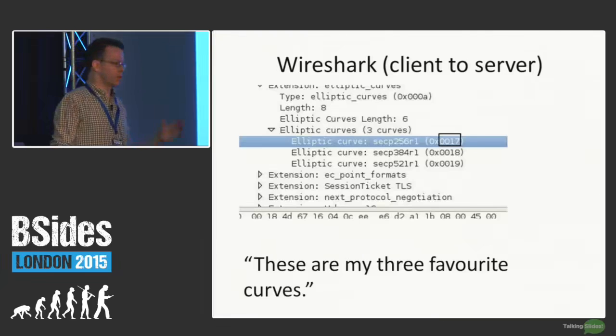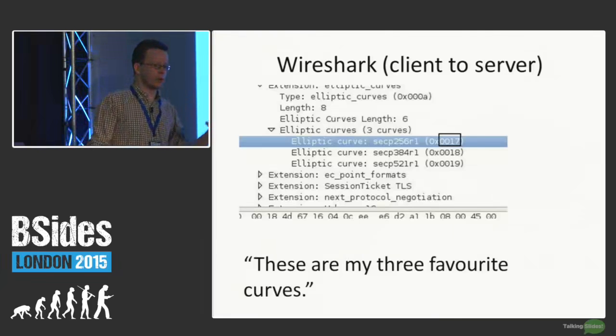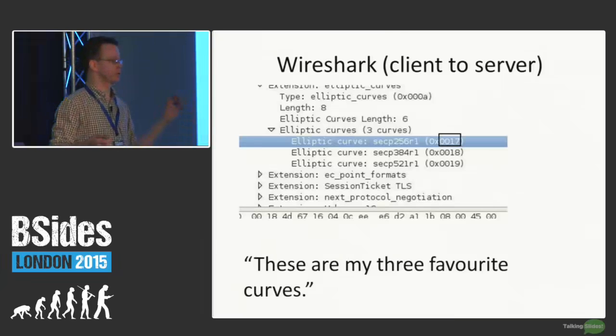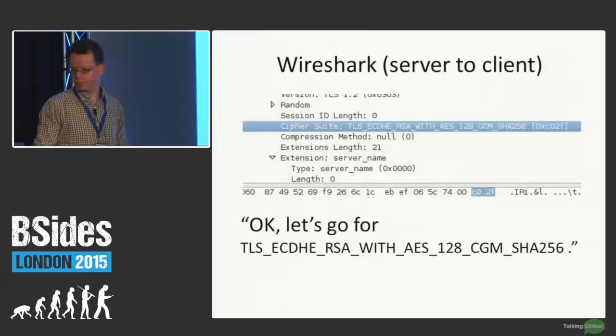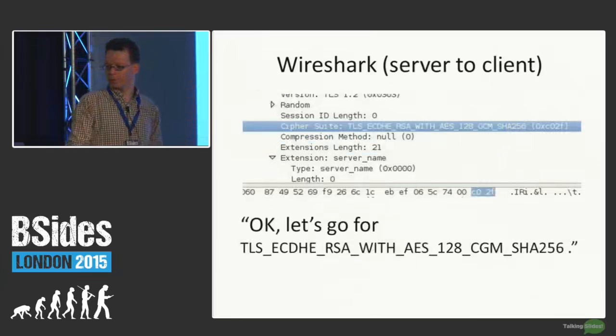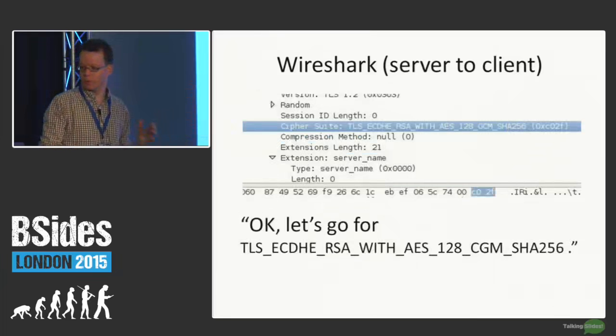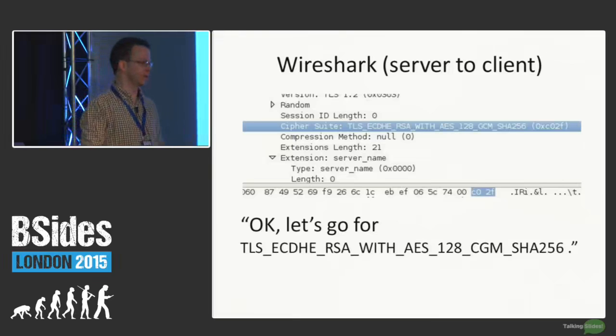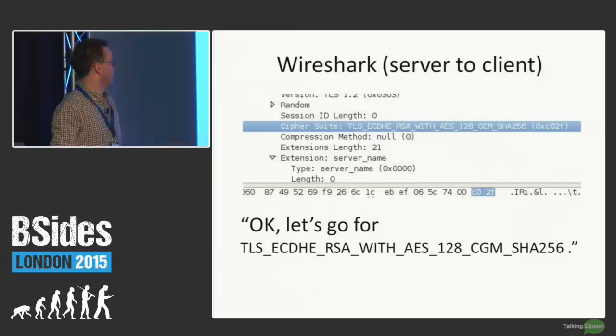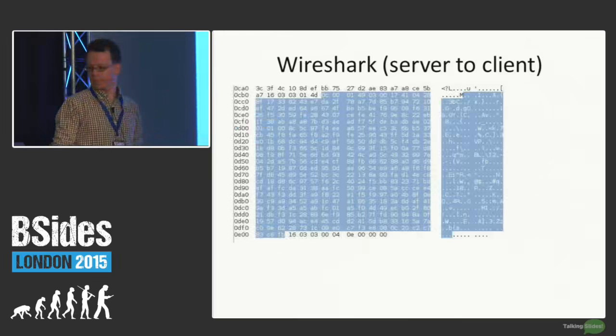And the client also says, these 3 curves, which are publicly known curves defined in standards, are the curves that I support. So if we're going to do elliptic curve Diffie-Hellman, use one of these 3 curves. And the web server responds and says, okay, one of these algorithms, indeed using elliptic curve Diffie-Hellman, and a number of other things. Let's go and use that.